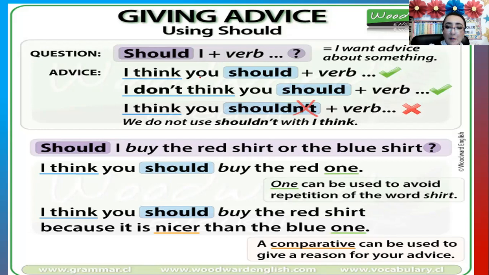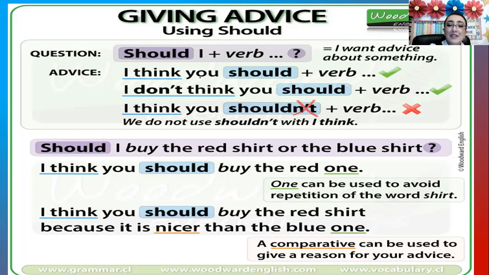I think you should buy the red one. I think you should buy the blue one. I don't think you should buy the red one. I don't think you should buy the blue one. Can you see how we are using one?